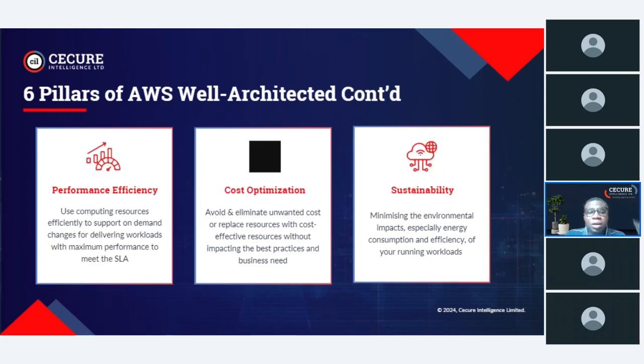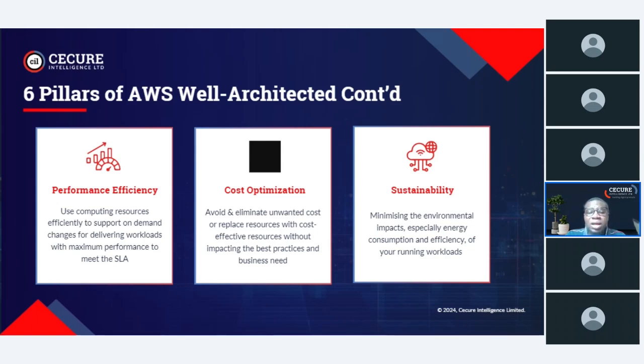The fourth one is performance efficiency, and what this is basically saying is that this is using computing resources efficiently to support on-demand changes for delivering workload with maximum performance to meet the SLAs. So you have your SLAs. This is going to help you set up processes to support on-demand changes so you are able to meet your service level agreements. This is talking about using your computing resources efficiently. That is what performance efficiency is addressing.